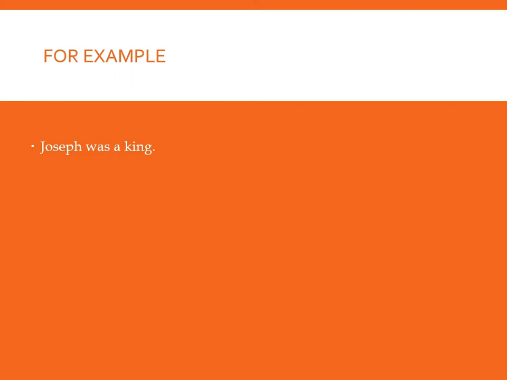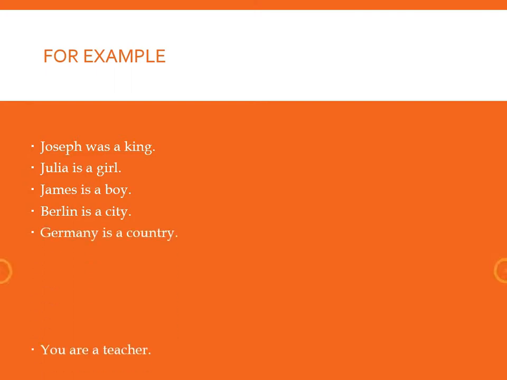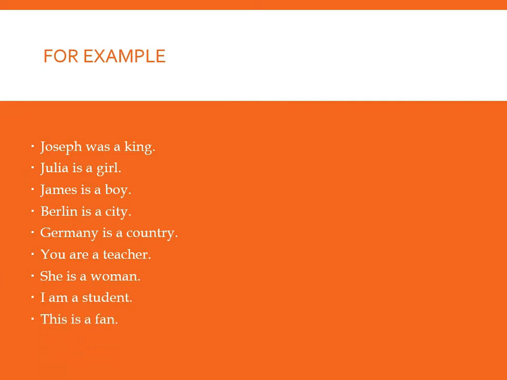Joseph was a king. Julia is a girl. James is a boy. Berlin is a city. Germany is a country. You are a teacher. She is a woman. I am a student. This is a fan. That is a wall clock.